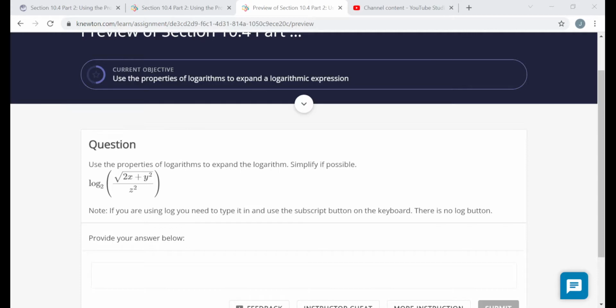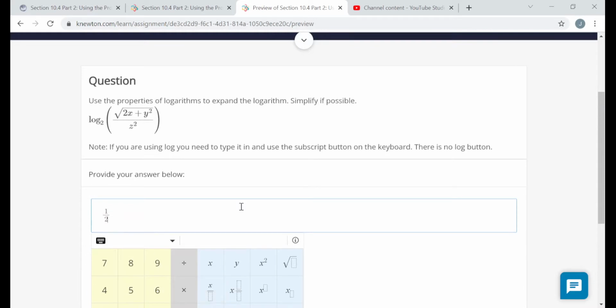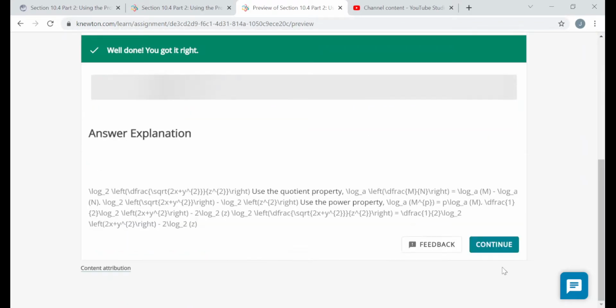It's back here. The expanded expression is 1/2 times the log base 2, don't forget your subscripts for the bases, of 2x plus y squared in the superscript. Oops. Get out of there. Then minus 2 times the log base 2 of z. Right. Just make sure that that matches what I wrote in my paper, and great, it does. Submit. Fantastic.